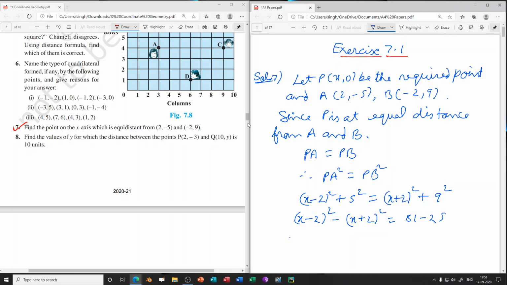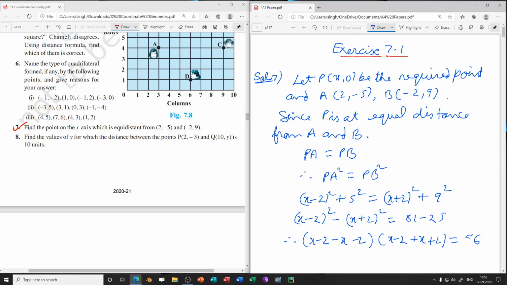Therefore here we can use the formula a square minus b square, that is (a minus b) into (a plus b). What is our a? x minus 2. What is our b? x plus 2. So a minus b is (x minus 2) minus (x plus 2), multiplied by a plus b, that is (x minus 2) plus (x plus 2). That is equal to 81 minus 25, and what is 11 minus 5? 6. So this becomes 7, 7 minus 2 is 5.